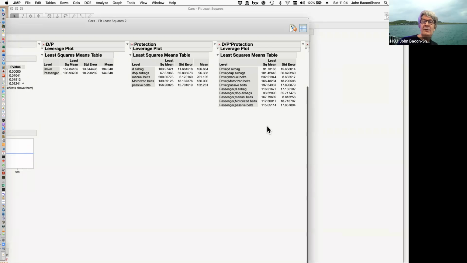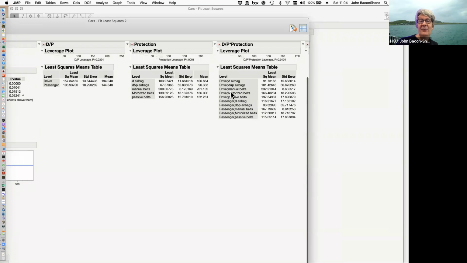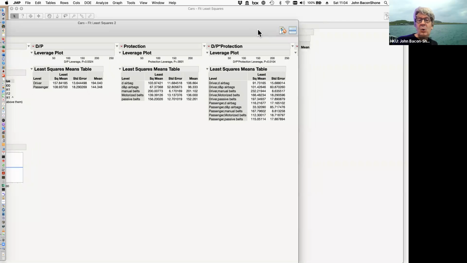So this is telling us for the combination of driver passenger with the protection. So we can use this to try and understand what's going on. What I said is logically, the protection for the driver should be the same for the two airbags. So it's about 92 against 100 is the mean for those two. Whereas for the passenger, it should make a big difference, and it does. So the passenger for the driver airbag is 110, whereas the passenger with driver and passenger airbags is 33. So you can see for a passenger, obviously I'm much better protected if I have a passenger airbag.